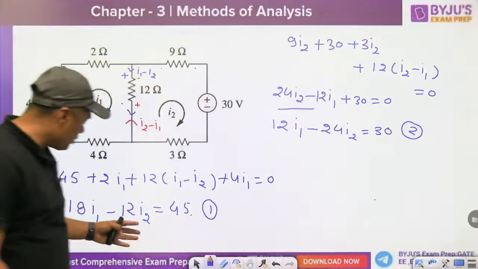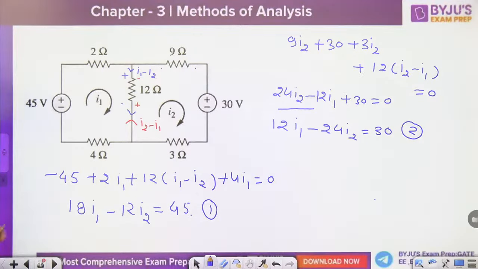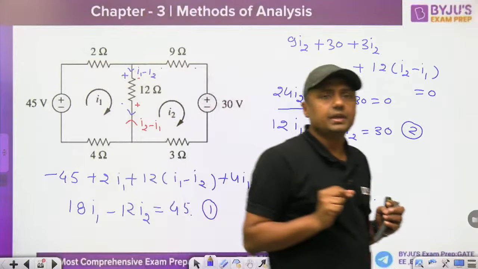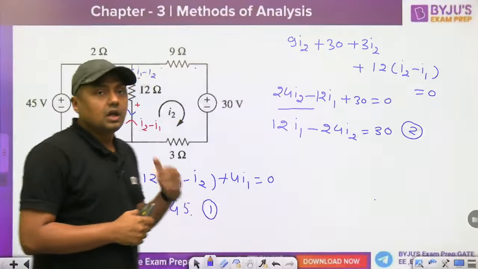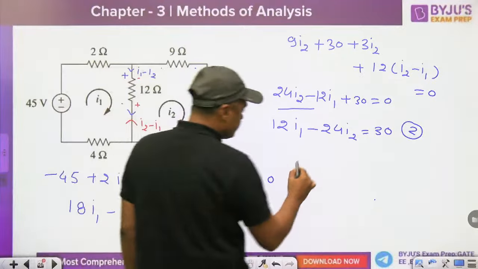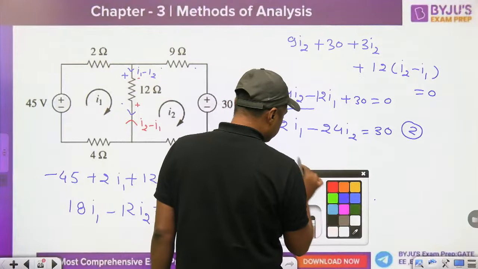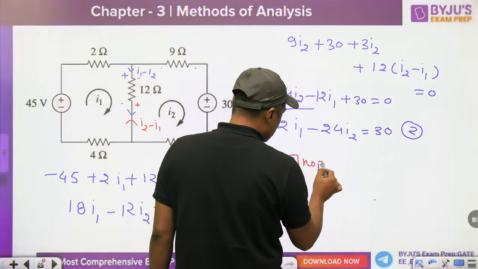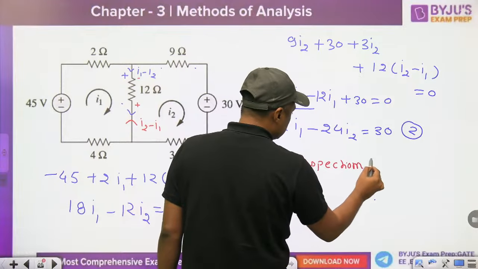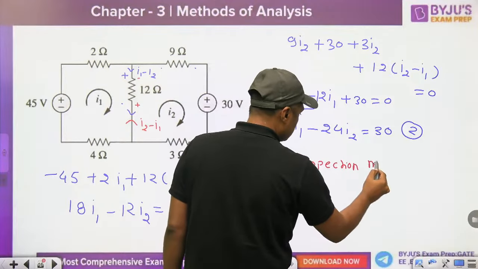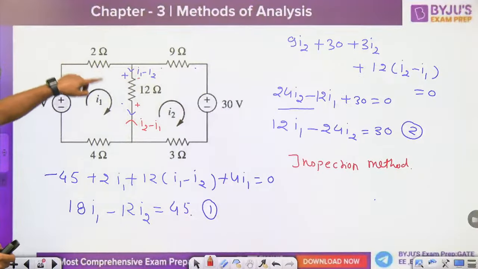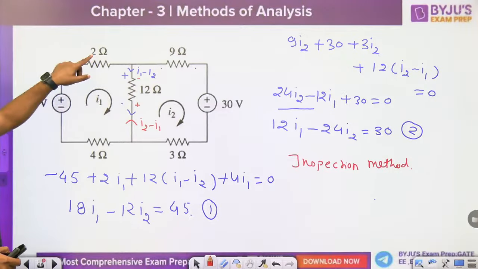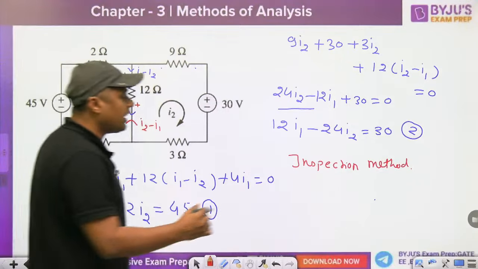Now you have the two equations. First of all, can we make it easy? Because in GATE, in competitive exams, we get less time. Yes, directly you can use the inspection method. So what is the inspection method here? It means you can directly write. Now in this loop I1 will flow through the 2, 12 and 4. So 12 plus 2, 14, plus 4, 18. So directly you can write 18 I1.